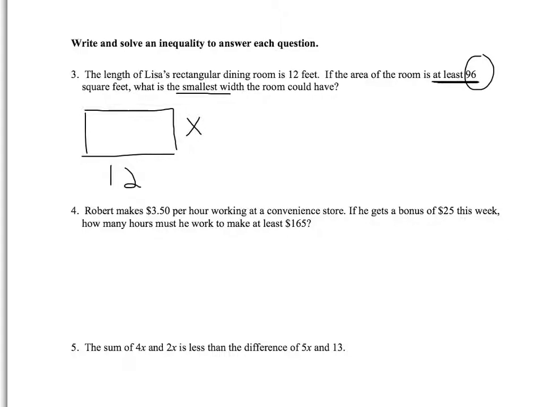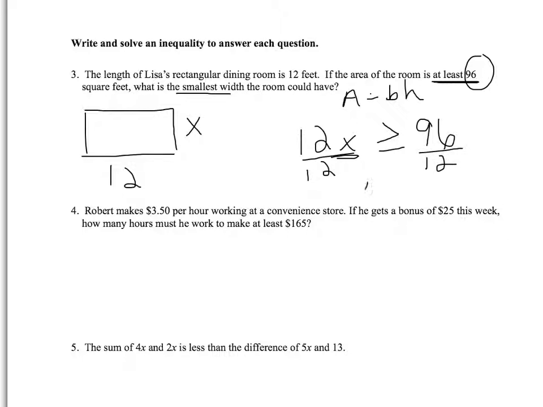It's at least 96. To find area, I use base times height. So 12 times x is at least 96. It could be 96 or anything greater. So this value right here, 12 times x, has to be at least 96. If I solve, I can divide both sides by 12, and I have x is greater than or equal to 8. That means that this right here has to be at least 8, so it could be 8 or more feet.